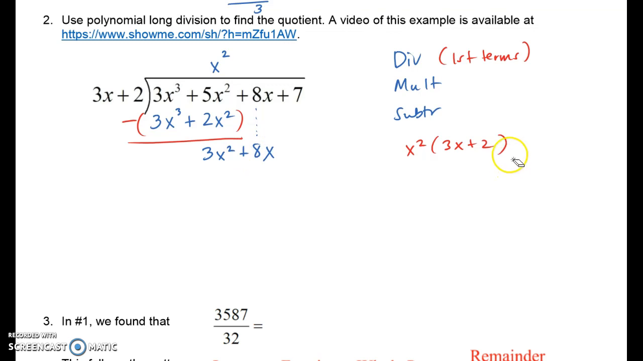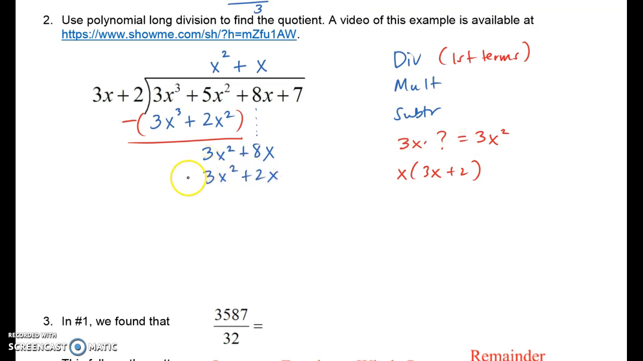So now I'm back to the division step, and again, the division only involves the first terms. So we're thinking about 3x times what amount would give me 3x squared. It would take an x. That's positive, so I write that as a plus x up at the top. And now when I multiply, both the 3x and the 2 are going to get multiplied by that x. So that gives me 3x squared plus 2x, and then I subtract down my columns. Again, that first column should cancel out, and in my second column, when I subtract 8x minus 2x is 6x.